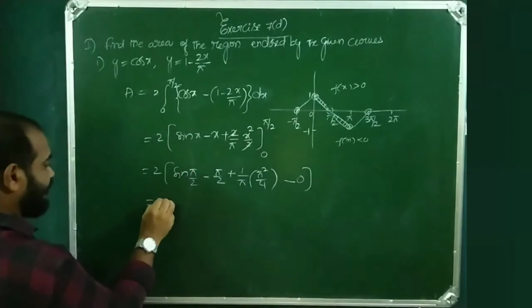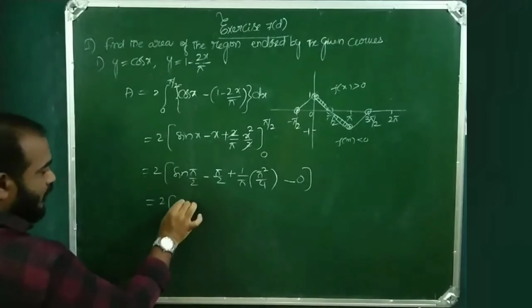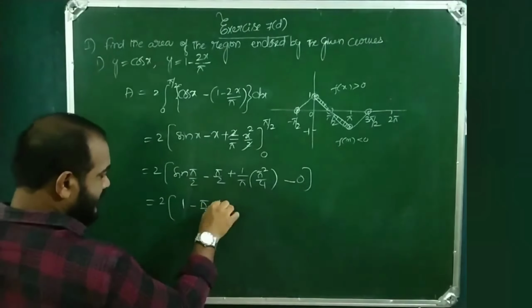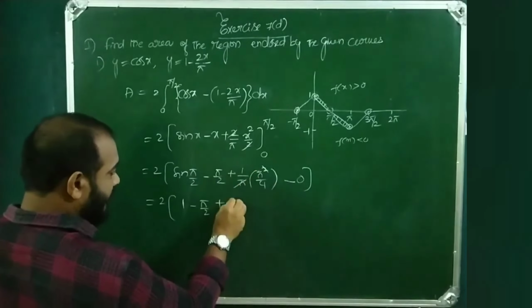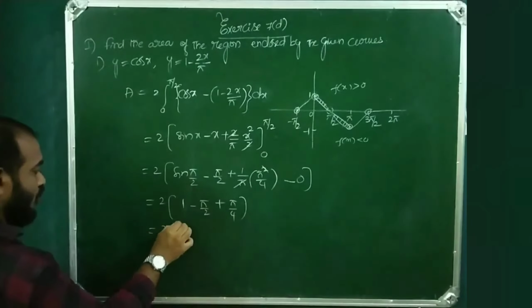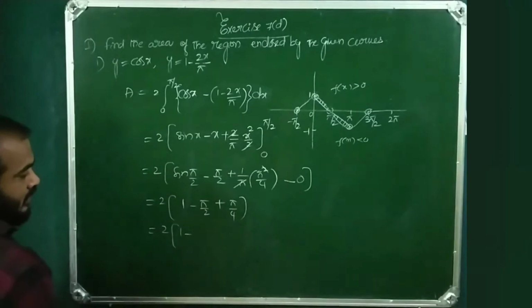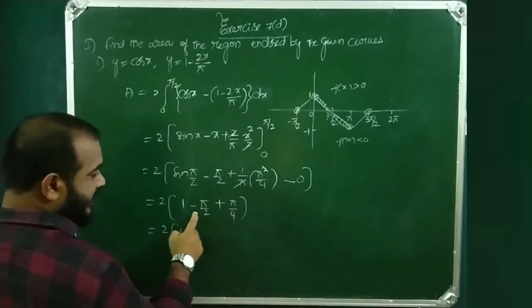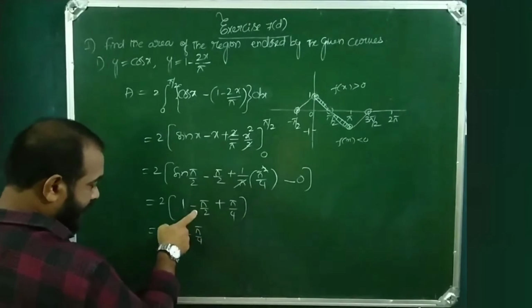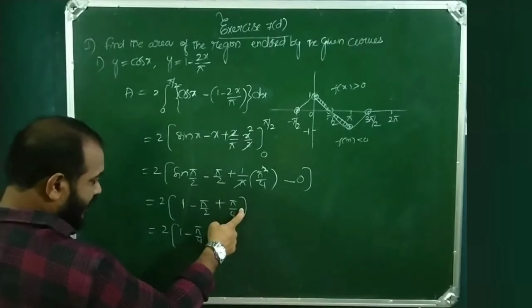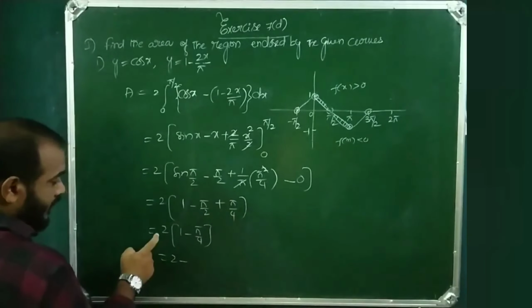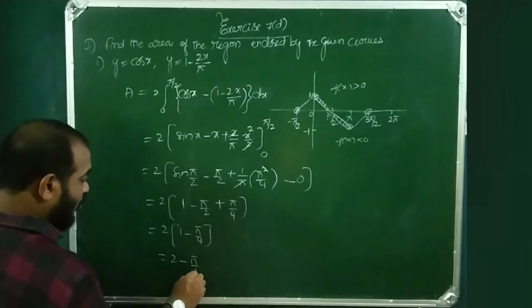This is equals to sin 90 value is 1 minus pi by 2 plus this pi gets cancelled, pi by 4. This is equals to 2 into 1 minus 90 plus 45, which is minus 45. So this is equals to 2 minus 2 into pi by 4, which is pi by 2.